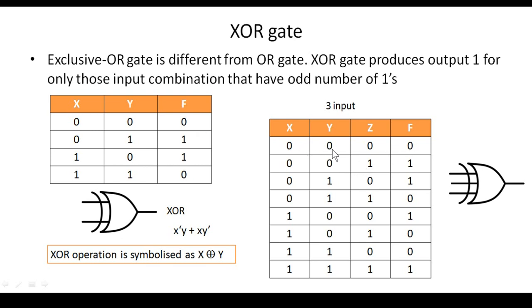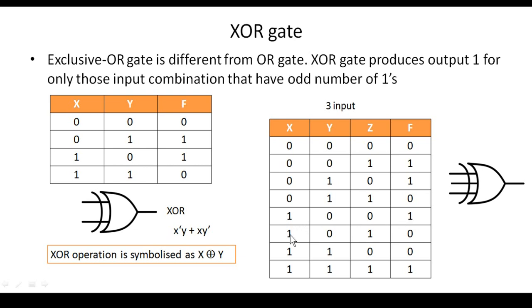Now you can take the 3 inputs. The first row is all 0, so it is 0. Second one is 0 0 1, so you got an odd number of 1s, so you are getting 1 here. Third row is 0 1 0, again an odd number of 1s, so the output is 1. Fourth row, 0 1 1, so 2 ones are there, so you are getting 0. Fifth row, 1 0 0, an odd number of 1s, so you are getting 1.